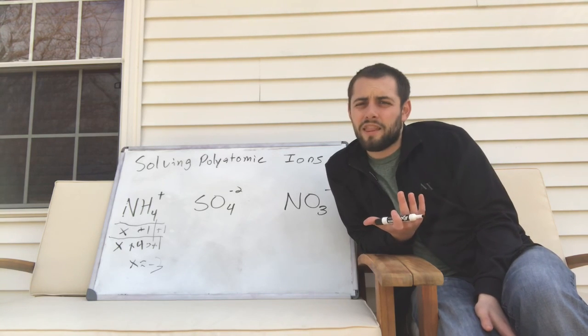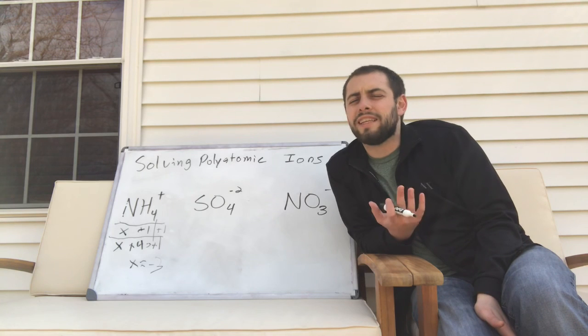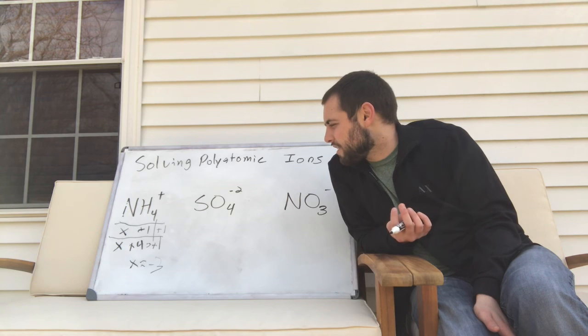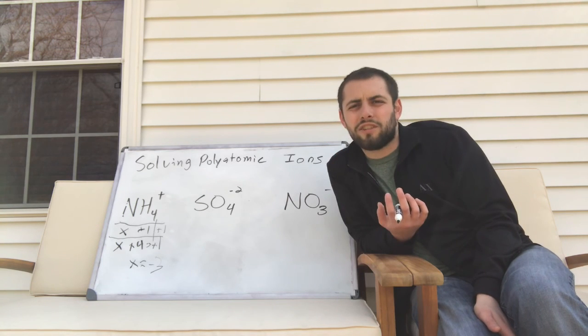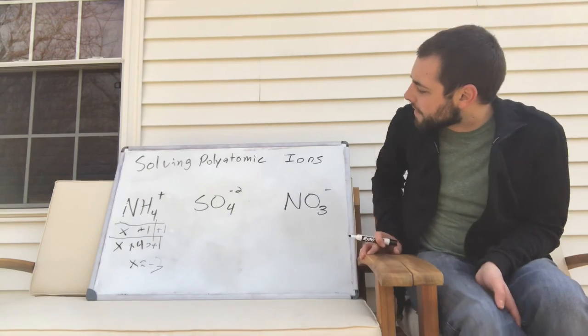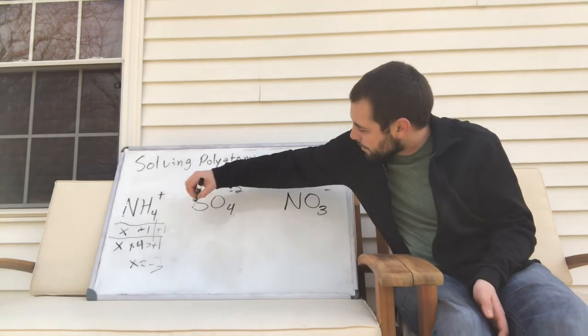So it turns out that this time, nitrogen and hydrogen are going to have their common oxidation states. Nitrogen likes to gain 3 electrons. Hydrogen likes to give away an electron. So this one is pretty standard. They're both at their common oxidation states. That might not always be the case. Let's look at sulfate. I can reach this one better.